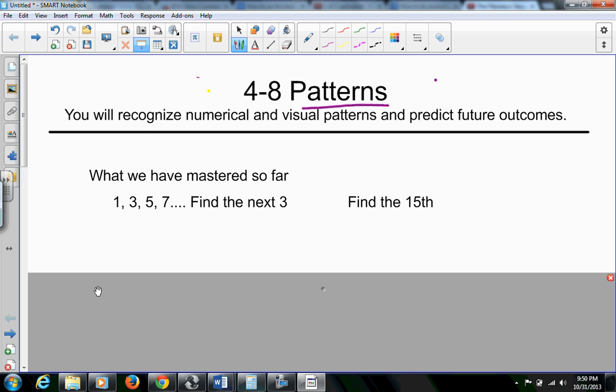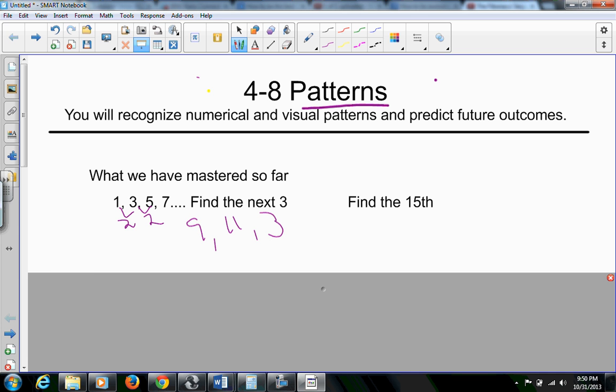So far, we know how to do things like this very fluently, right? We know how to determine whether this is arithmetic or geometric. All right. And this particular one here is arithmetic because I'm adding 2 each time, right? My common difference is always 2. So if I find the next 3 terms, that's going to be 9, 11, and 13, okay?